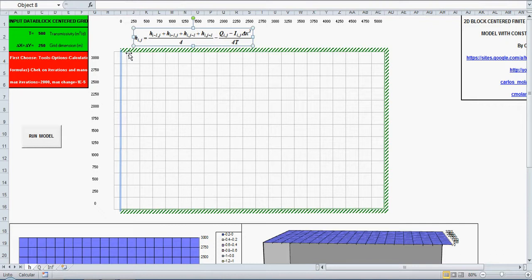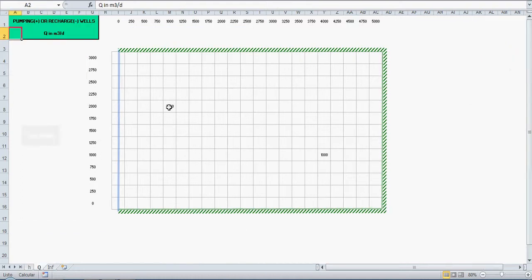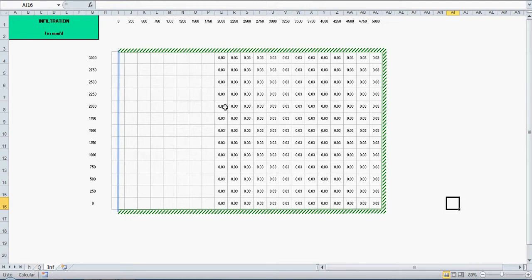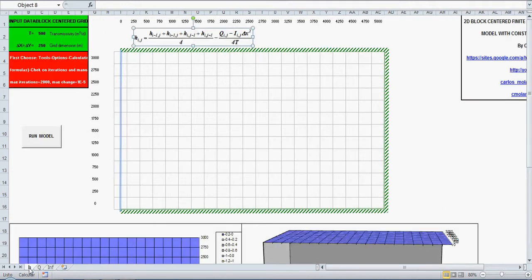centered grid model. Here the no-flow boundaries are located on the side of the block centered cells. So here we have a no flow boundary, no flow boundary, no flow boundary, and a constant head boundary. In this worksheet we have the heads, and they depend on the pumping well rates. Here we have 2 wells with the discharge rate in cubic meters per day, and infiltration. The infiltration in millimeters per day is almost the same as the previous 2D mesh centered finite difference grid.